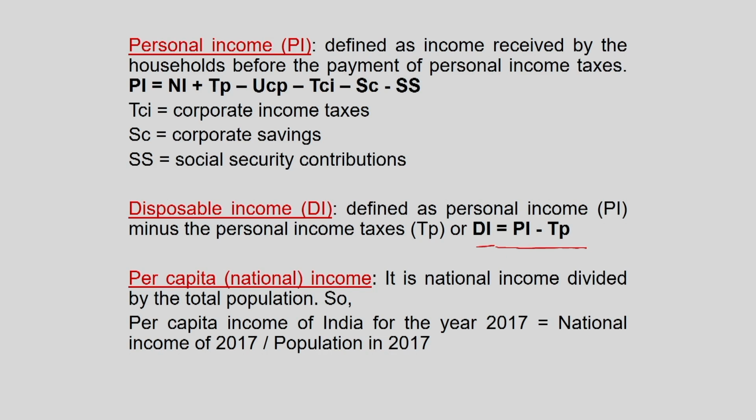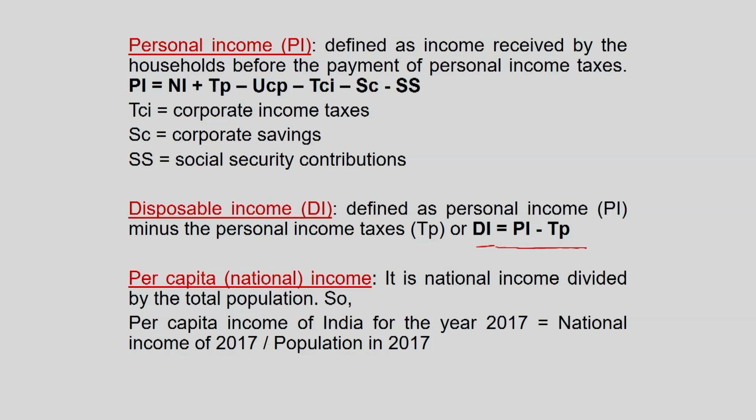Another important income estimate is that of per capita income, and this is something that we generally use when we are referring to the levels of income within a country, if the per capita income of a country matches international standards or not. Simply put, it says how the total national income of a country is distributed across the population. So if the national income of a country in a particular year is divided by the total population in that year, we get the per capita national income.